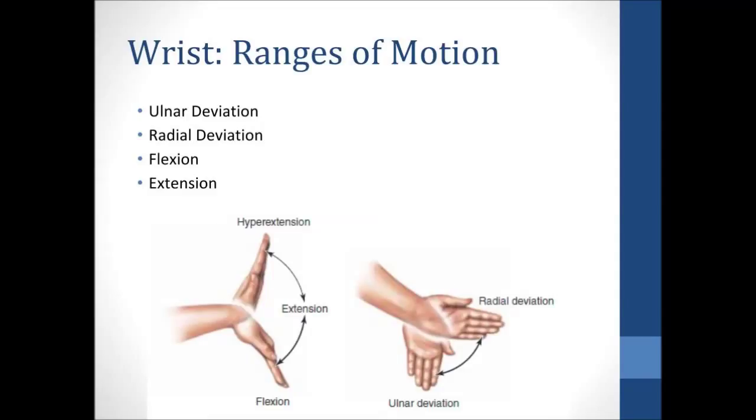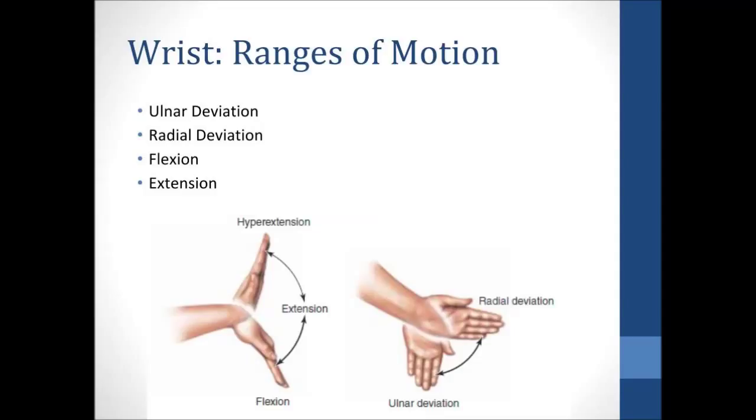The wrist has four main ranges of motion: ulnar deviation, radial deviation, flexion, and extension. Ulnar deviation is the motion produced when you wave your hand toward the ulna, and it can also be referred to as adduction. Radial deviation is the motion produced when you wave your hand toward the radius. It can also be referred to as abduction.